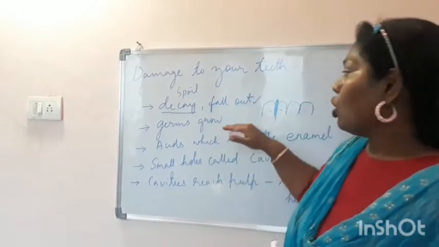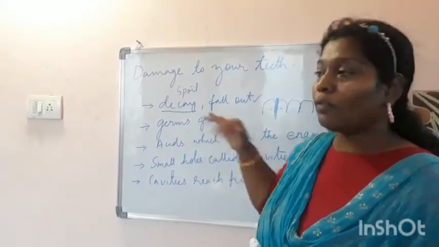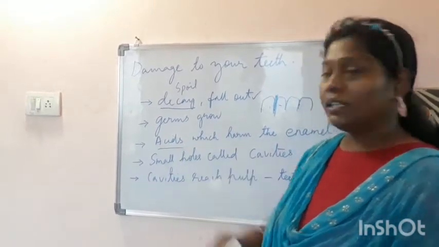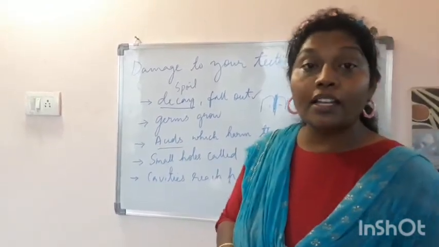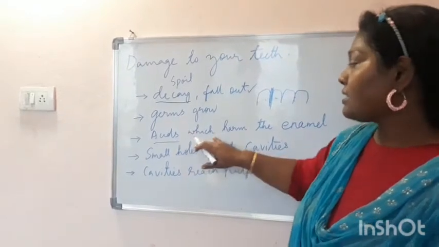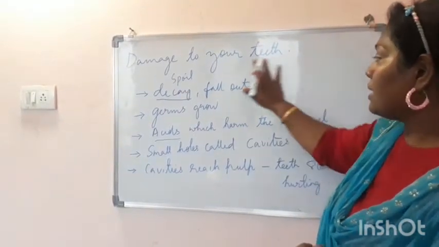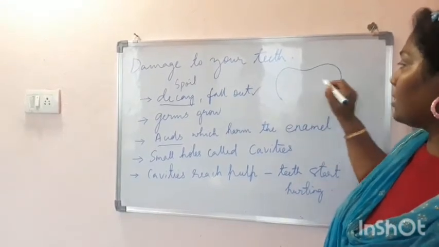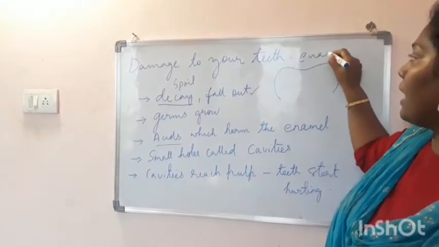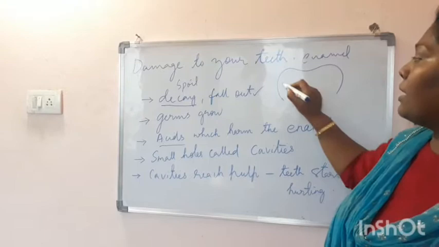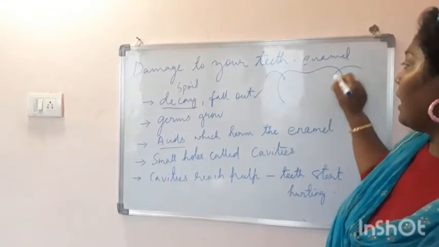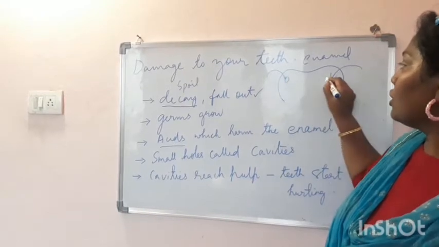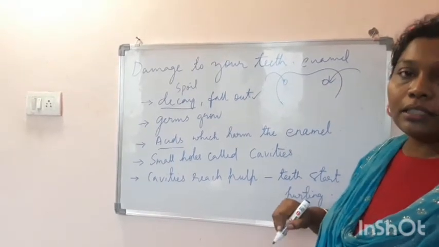Okay. So, if the germs grow, what will happen? These germs produce some kinds of acid. That acid harms the enamel. See, children, as I said, the crown part is made up of enamel. When the acids act on the enamel, this enamel will get spoiled.